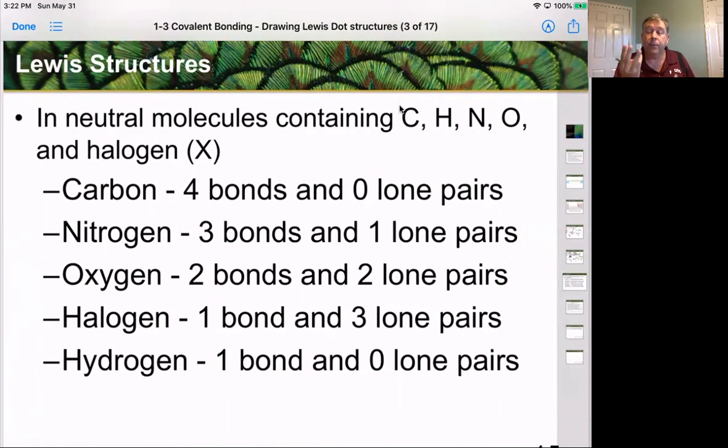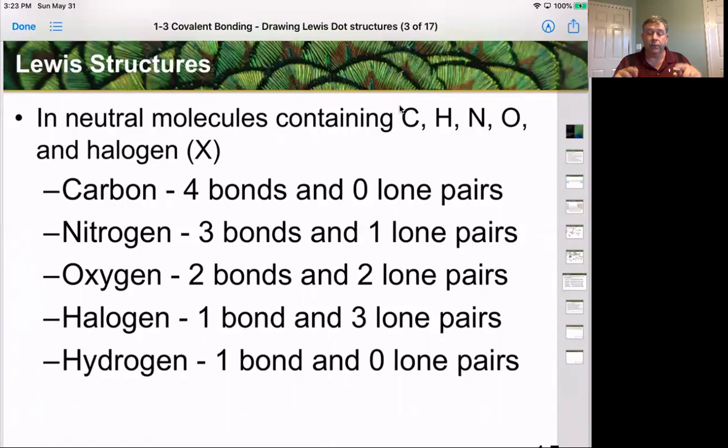Nitrogen tends to have 3 bonds plus 1 lone pair. So you want to bond 3 things to nitrogen and have a lone pair there. Oxygen tends to have 2 bonds and 2 lone pairs. Halogens like fluorine, chlorine, and bromine tend to have a single bond to something and then 3 lone pairs. And hydrogen only has the 1 bond and no lone pairs because it only needs 2 electrons in its outer shell.